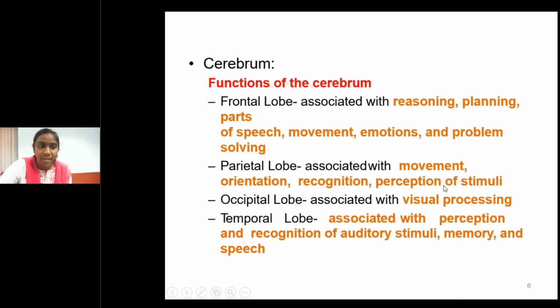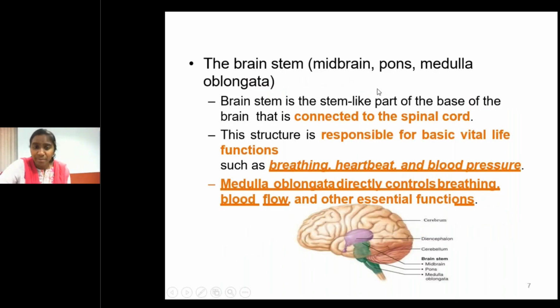Next, brainstem: midbrain, pons, as I said earlier, these parts constitute the brainstem. The brainstem is like a tree stem, connected to the long tube called the spinal cord. It controls the main important vital activities. Our body's vital life control is in the brainstem.